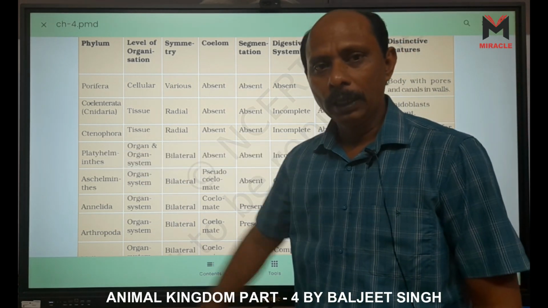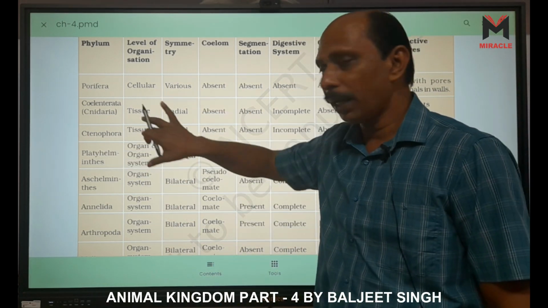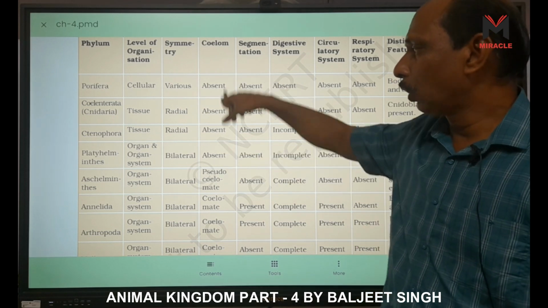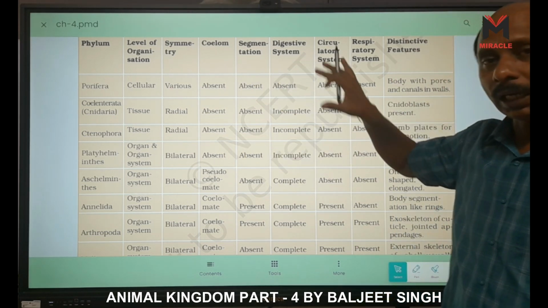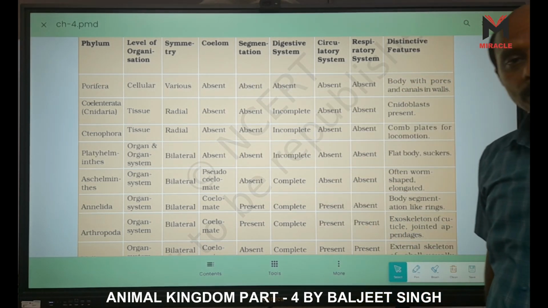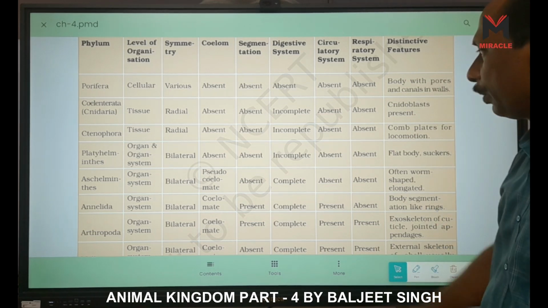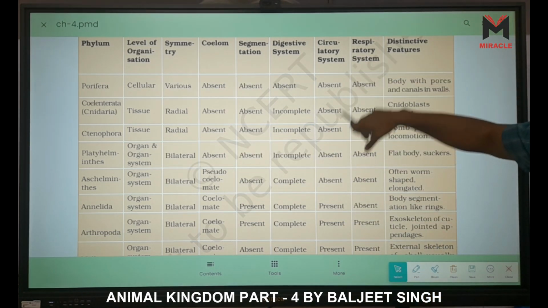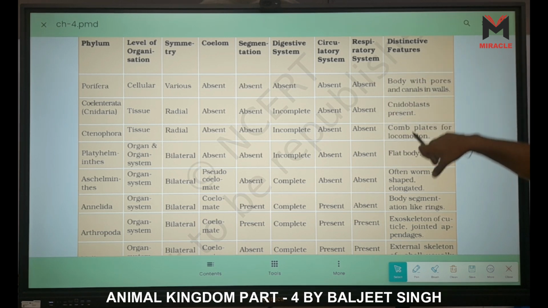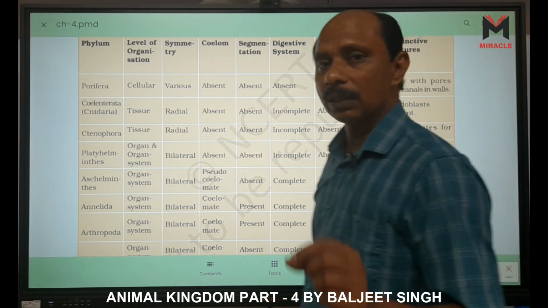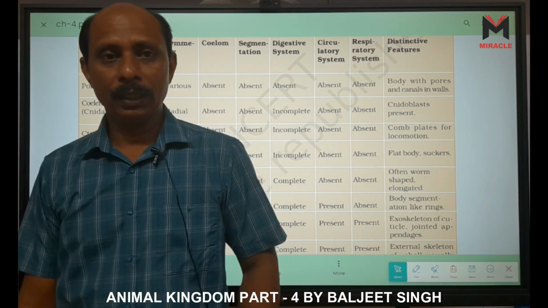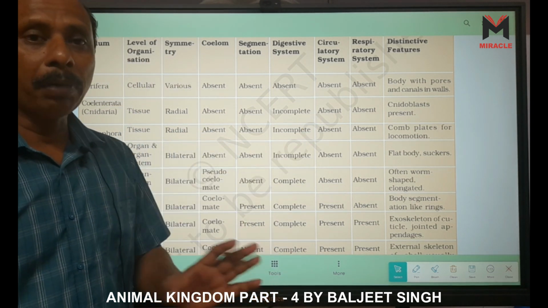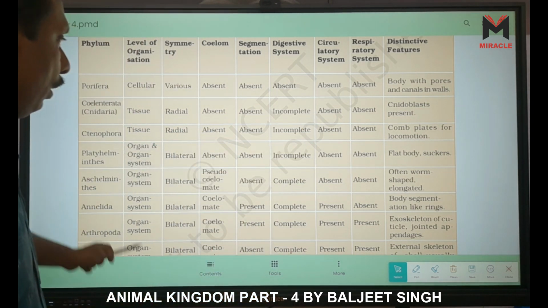In case of Ctenophora, right? Tissue level of organization, same. Symmetry radial, right? Coelom cavity absent. Segmentation is also absent. Digestive system incomplete because only one opening is there, same as coelenterates. Circulatory system and respiratory system absent. Distinct features: comb plates for locomotion, right? Colloblasts, special cells which are present only in them, and bioluminescence, right?